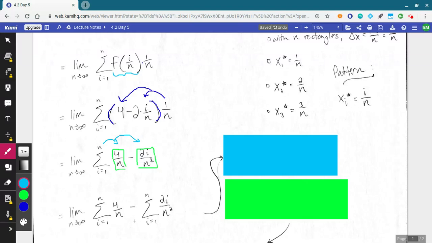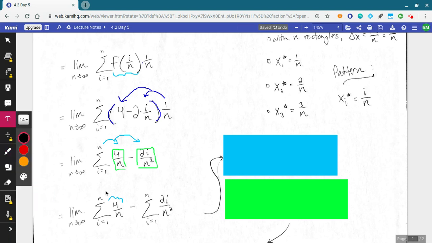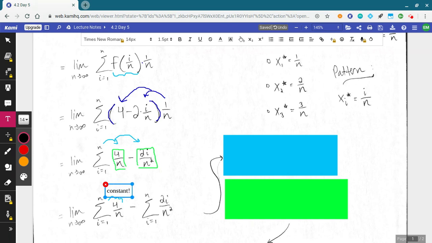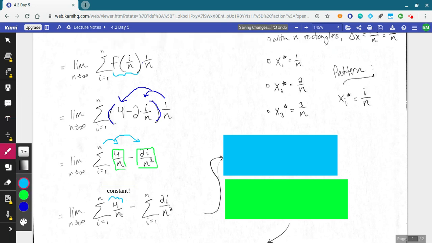Now let's think about what we have here. Looking at the sum on the left, when i equals 1, what we're adding up is 4 over n. When i equals 2, our term is 4 over n. When i equals 3, our term is 4 over n. And so what we have here is actually a constant. This is not changing as i changes. And so this sum of a constant, we know how to deal with that from our formulas. If we're adding up this constant n times, then we're going to get n times our constant, 4 over n.